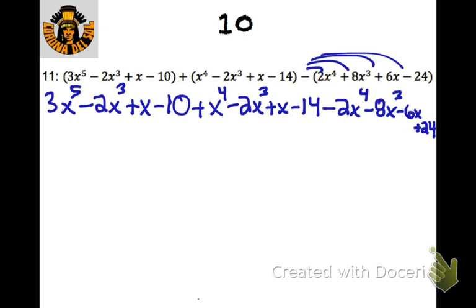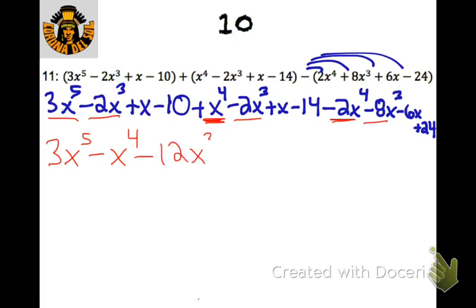All right, so then we do our best to make sure we combine everything. So the first term is 3x to the 5th. Didn't have anything to combine it with. Now I'm going to look for some x to the 4ths. So I got this one. There's 1 and minus 2. So 1 minus 2 is minus 1x to the 4th. Next, we're going to look for x cubed. So I have minus 2x cubed, another minus 2x cubed, that's minus 4x cubed. Now minus 8, so that makes minus 12x cubed.